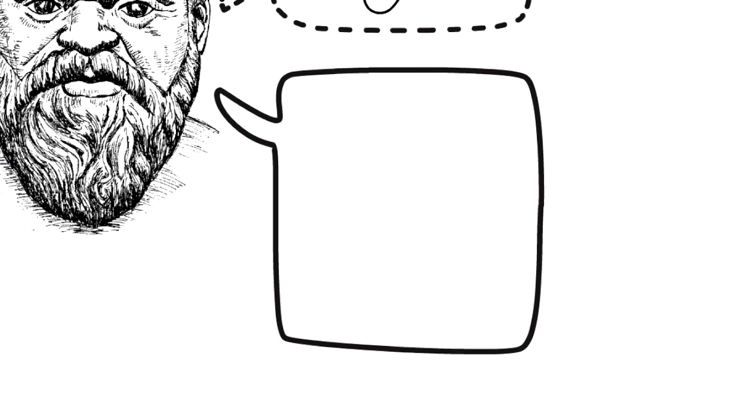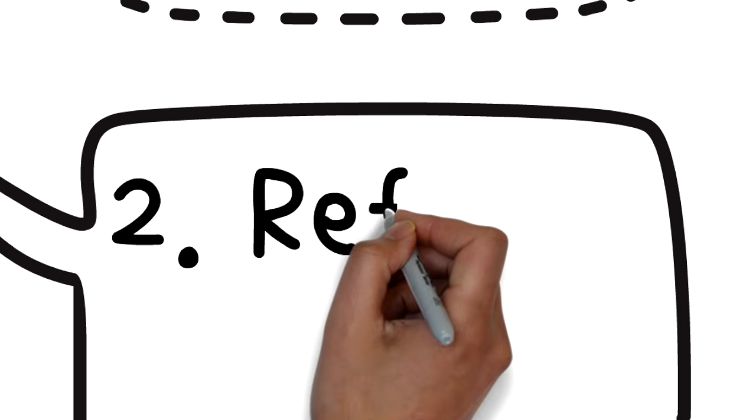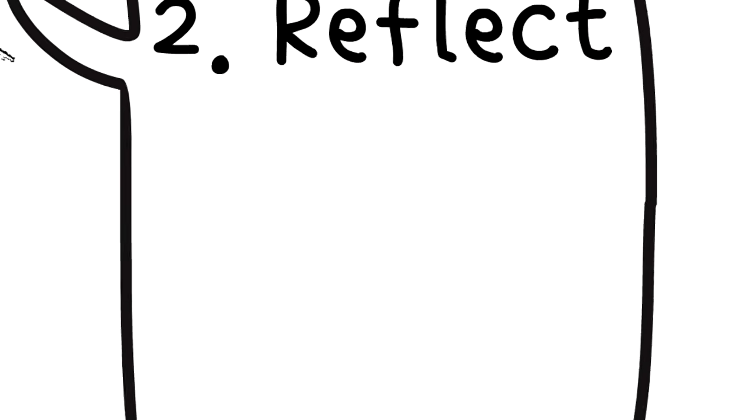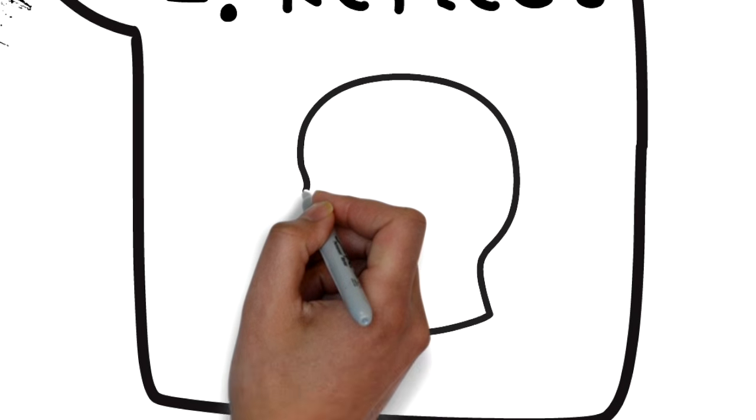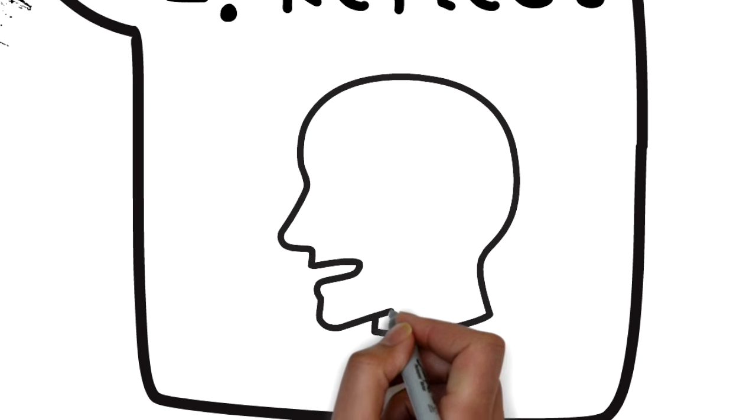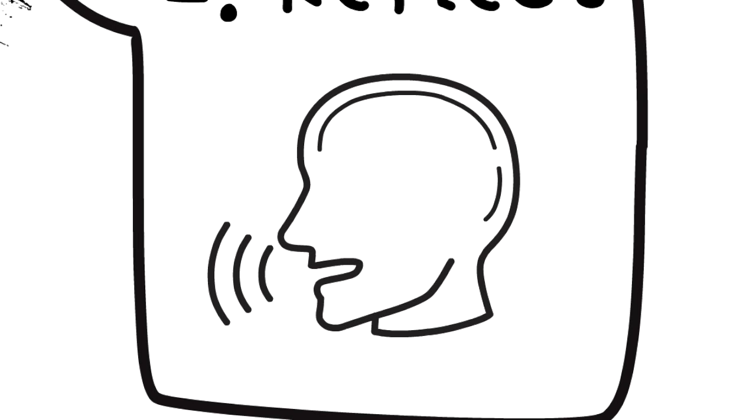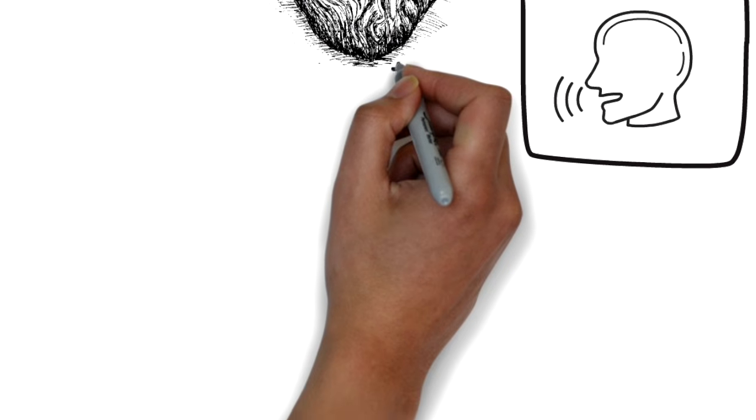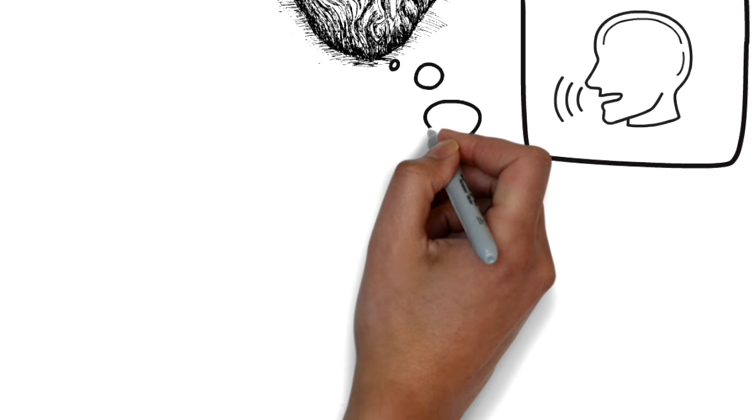2. Reflect. Sum up the person's viewpoint or argument and reflect it back. Do this by first getting them to clarify and sum up their position, and then by paraphrasing or repeating it back to them.